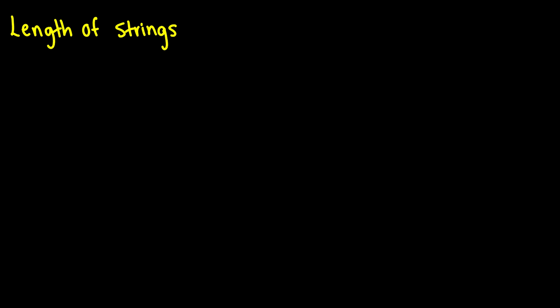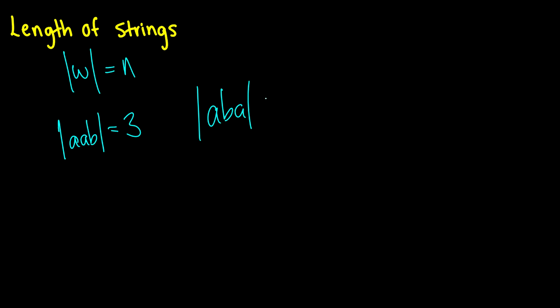So, when we take our word, we can check the length of the word by taking the absolute value. So, in this word, it would produce the number n. So, if we have AAB, this length is 3. If we have ABA, again, it equals 3. So, pretty simple. What you should know is that the length of the character lambda is 0.